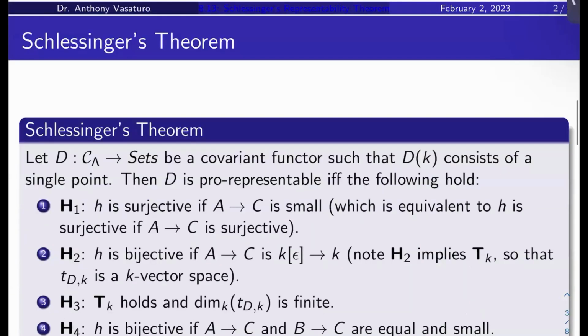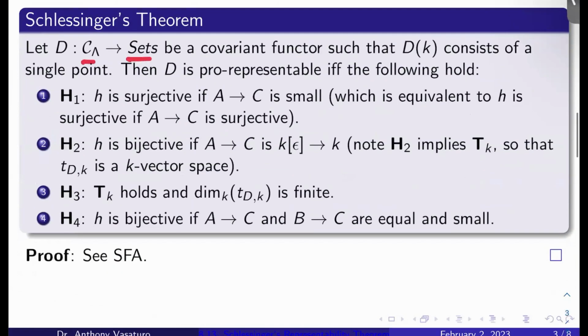So here's the theorem. Let D from C_Λ to sets be a covariant functor such that D(K) is a singleton. Then D is pro-representable if and only if the following hold. The first property is called H1, and it says that H is surjective if A to C is small, which is actually equivalent to H is surjective if the map from A to C is surjective, which I find just easier to remember. Okay, 2, so property H2 is H is bijective if A to C is the map from K[ε], the dual numbers, to K.